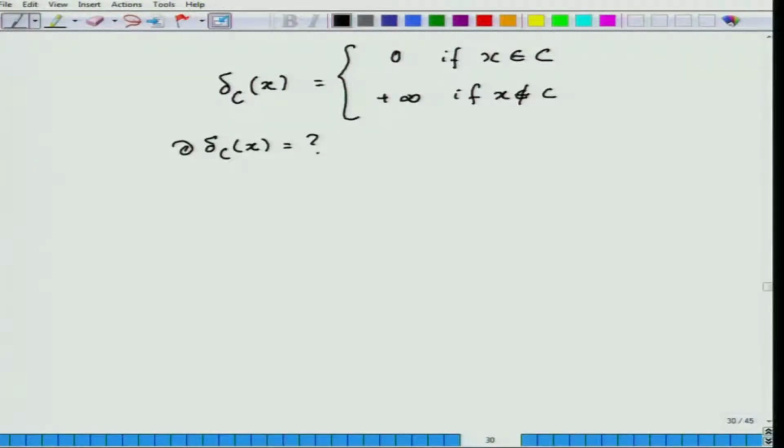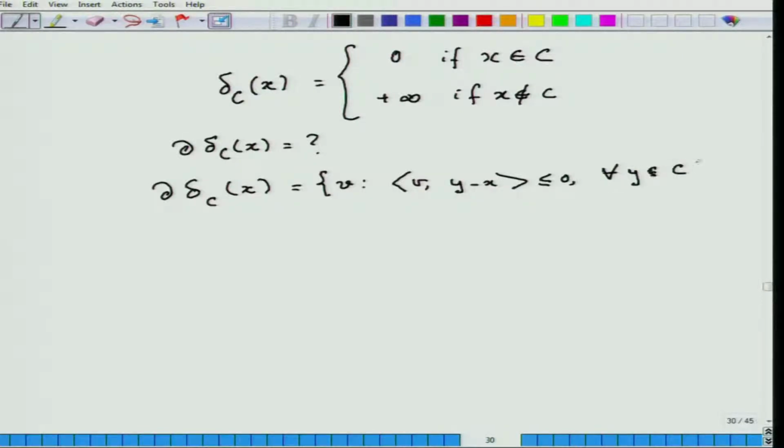this? It is something very interesting. So, the subdifferential of the indicator function of C at x is the set of all v such that v times (y minus x) is less than or equal to 0 for all y element of C.